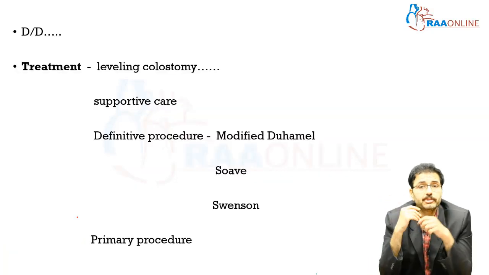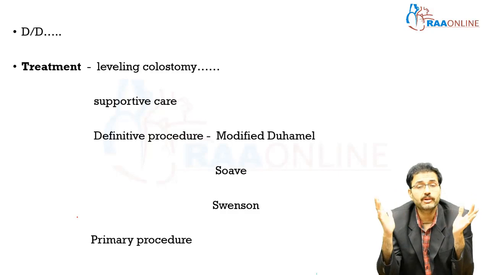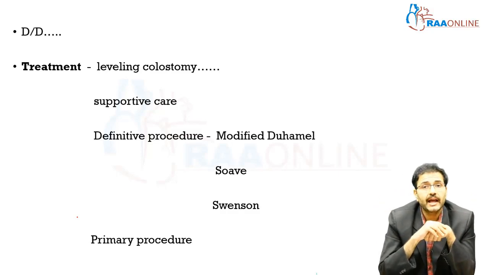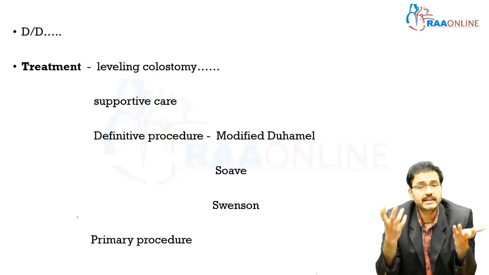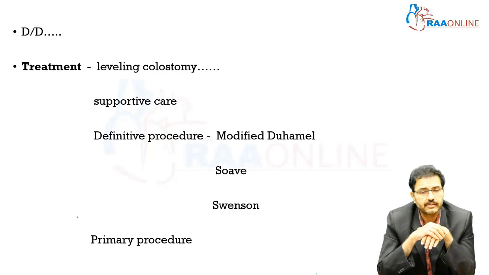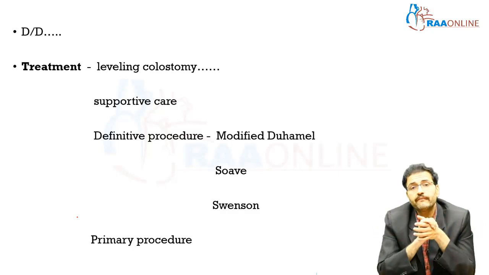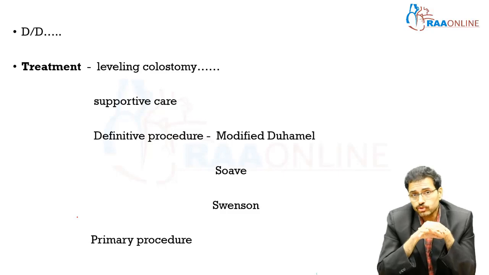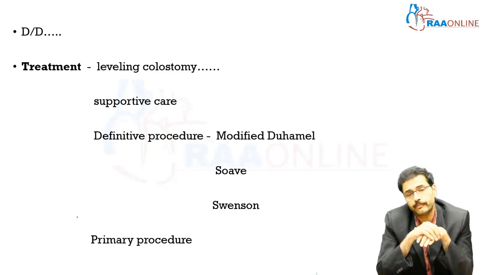There are a number of conditions which can mimic Hirschsprung's disease, which include a large number of visceral myopathies and certain medical conditions like hypothyroidism. Okay, so once we suspect a child to have Hirschsprung's disease, then usually we proceed to performing a procedure called a leveling colostomy.